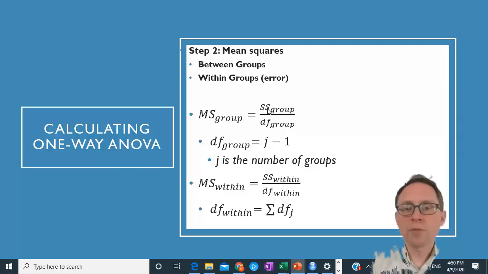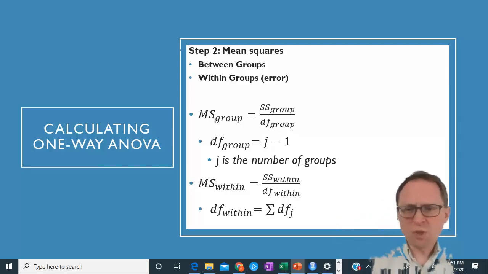We take what we just got, the sum of squares for the group, and we divide it by the degrees of freedom. That's all we're doing. We're dividing each of those sum of squares by the degrees of freedom. In fact, we don't even need to worry about the total anymore. We're going to get the mean squares for the group and for within, and that's all we care about.